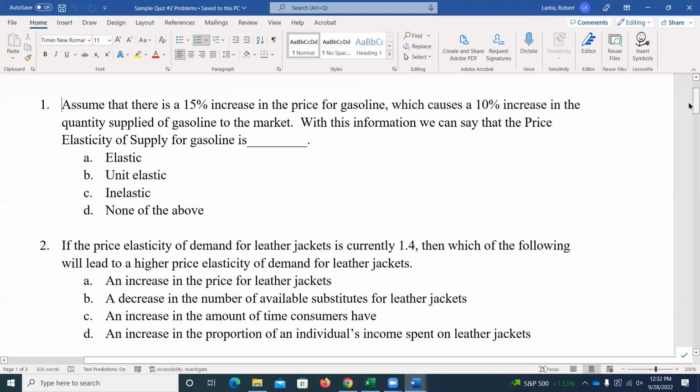Yep, if demand elasticity is closer to zero than supply, like we had over here, 0.33 is closer to zero than 0.83, and consumers bear more of the burden. Yeah, right. We think about demand as reflecting the marginal benefit of consumers, and supply as reflecting the marginal cost of producers.